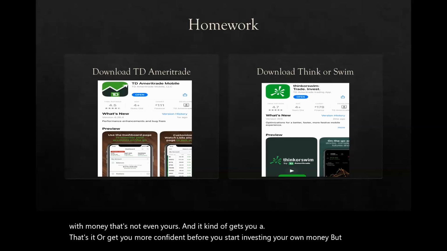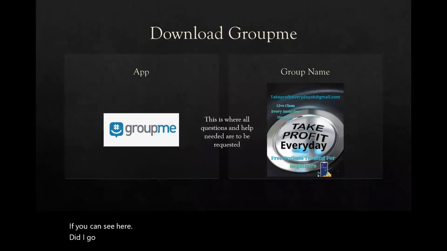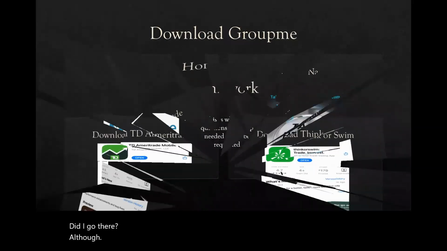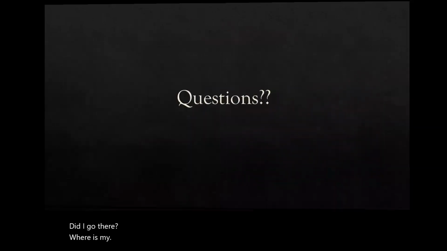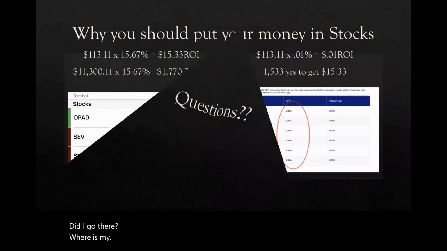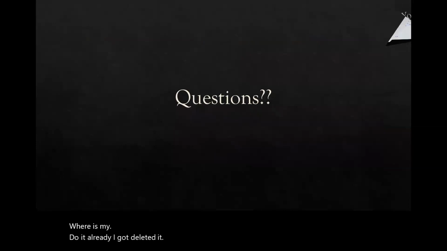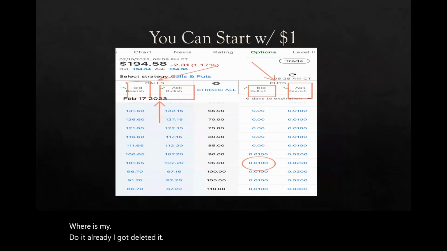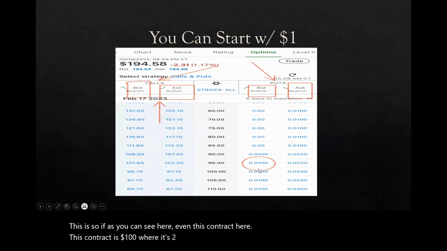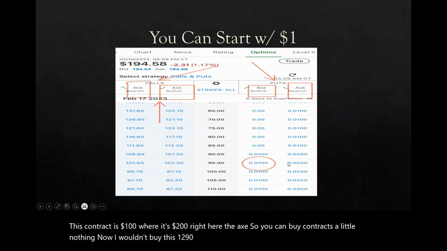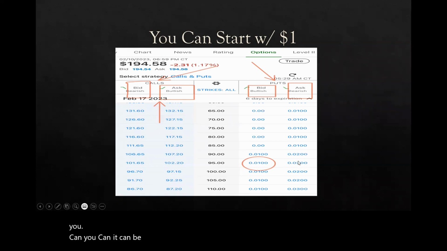But if you can see here, did I go there? Hold up. Where's my... did I do it already? I think I deleted it. Yeah, that's it. So as you can see here, even this contract is $1. Well, it's $2 right here. So you can buy contracts for little or nothing. Now I wouldn't buy this $95 put, but this shows you it could be very inexpensive to learn. A couple dollars just to see how it works, right?